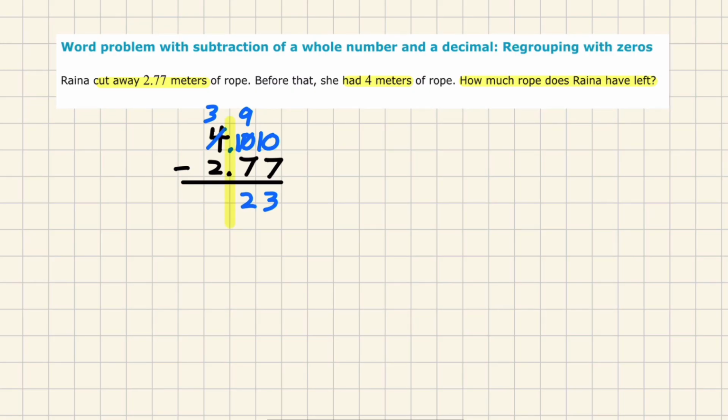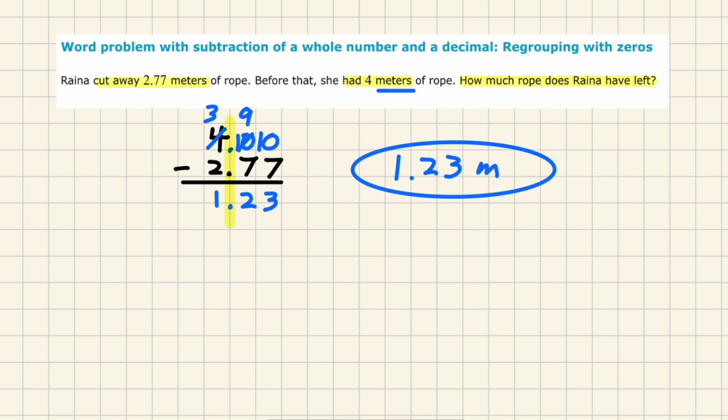The decimals always line up, so our solution decimal is in the same place. 3 minus 2, a 1. So we know that Raina has 1.23. And our units are meters, 1.23 meters left.